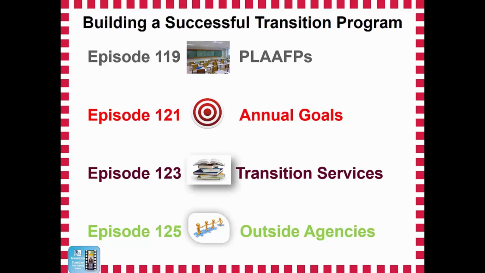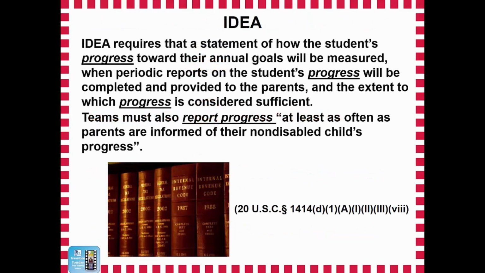The final episode in Building a Successful Transition Program, and one of the most essential components, is monitoring and reporting progress. So let's get started. IDEA requires that a statement of how the student's progress toward their annual goals will be measured, when periodic reports on the student's progress will be completed and provided to the parents, and the extent to which progress is considered sufficient. Teams must also report progress at least as often as parents are informed of their non-disabled child's progress.